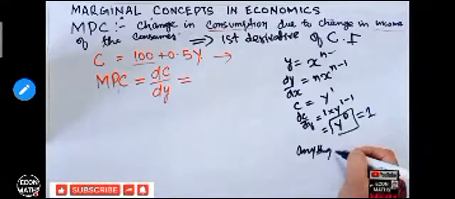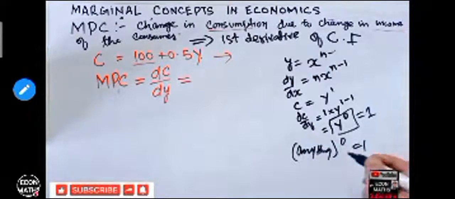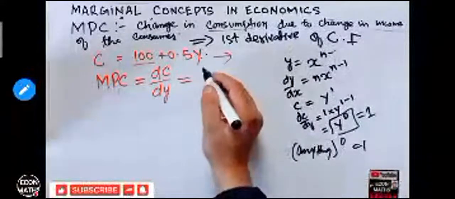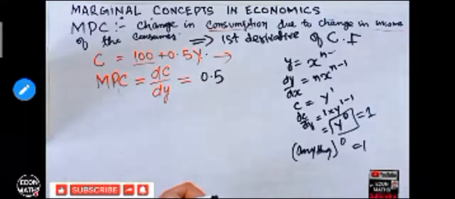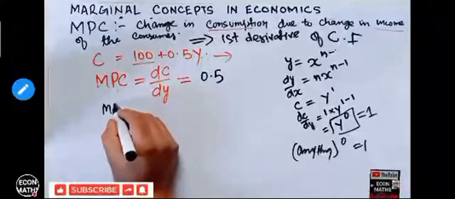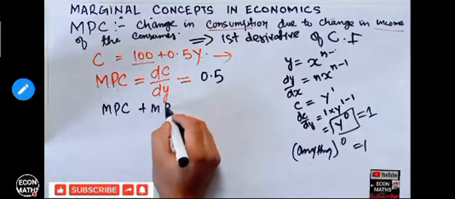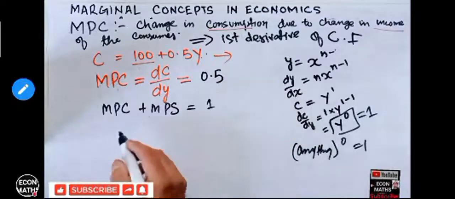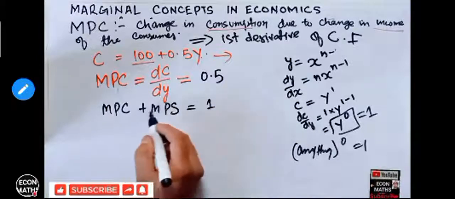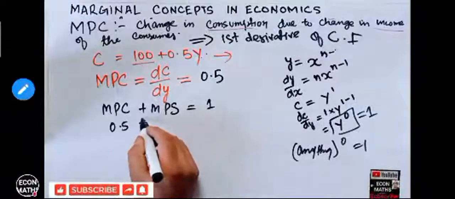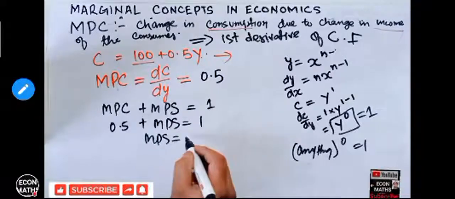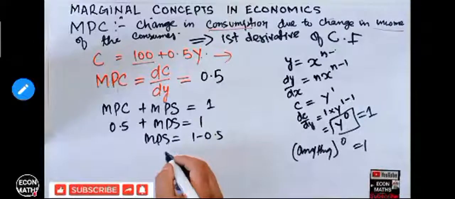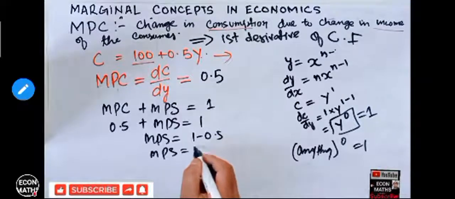Anything raised to the power 0 is equal to 1. So the derivative of y is here 1. So our marginal propensity to consume here is simply this 0.5. Okay, here we can also calculate the marginal propensity to save, because we know marginal propensity to consume plus marginal propensity to save is always equal to 1. Now, marginal propensity to consume is here 0.5. This 0.5 plus MPS is equal to 1, which implies MPS is equal to 1 minus 0.5. So MPS is also here 0.5.